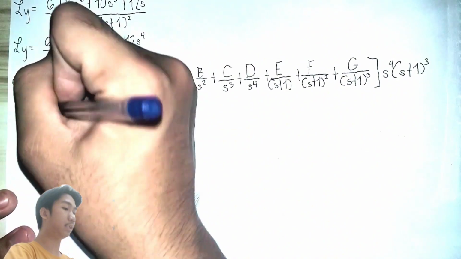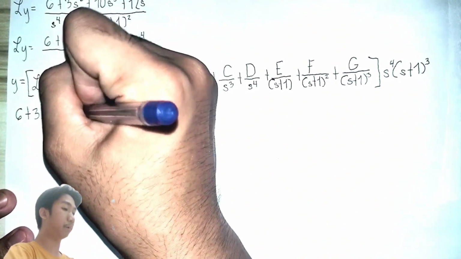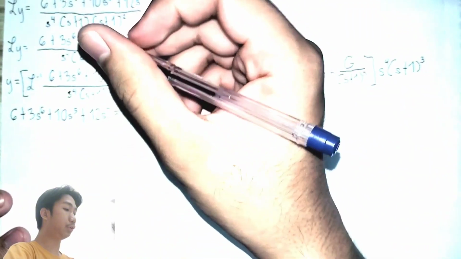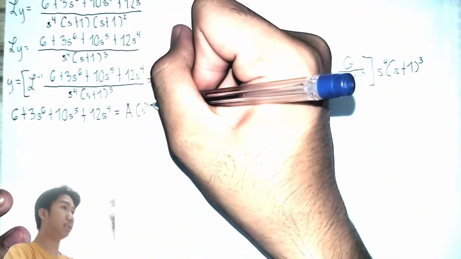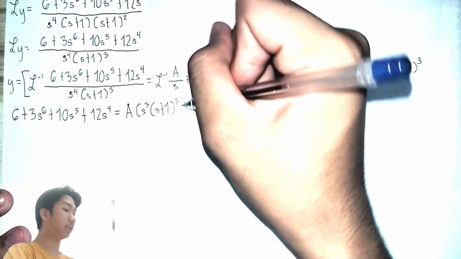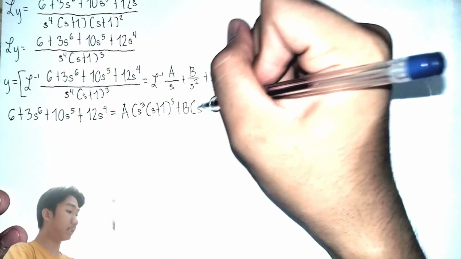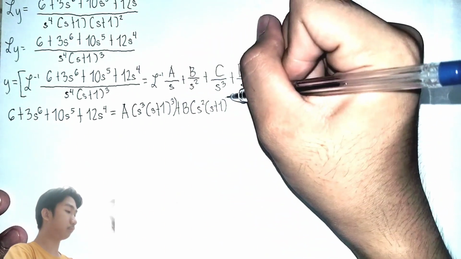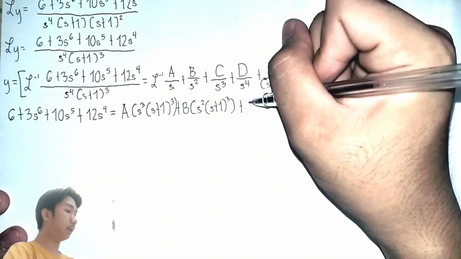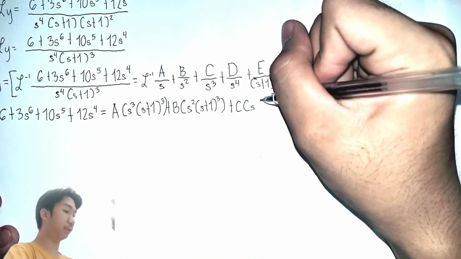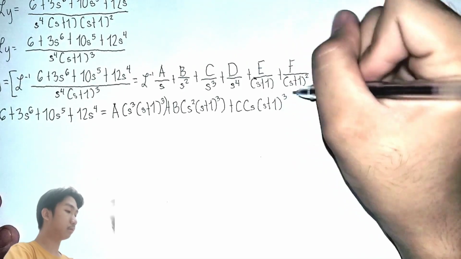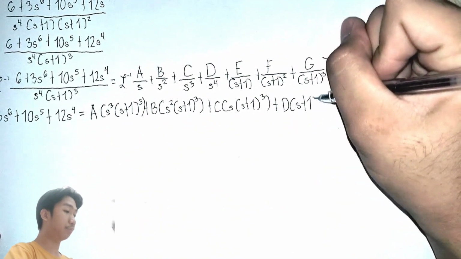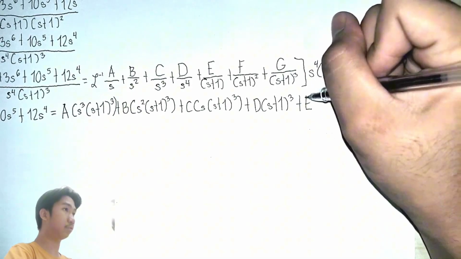6 plus 3s raised to 6 plus 10s raised to 5 plus 12s raised to 4 is equal to a s cubed multiplied to (s plus 1) cubed plus b s squared multiplied to (s plus 1) cubed plus c multiplied to (s plus 1) cubed plus d (s plus 1) cubed plus e (s plus 1) cubed multiplied to s raised to 4 plus f multiplied to (s plus 1) multiplied to s raised to 4 plus g multiplied to s raised to 4.